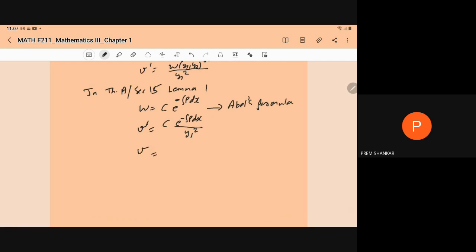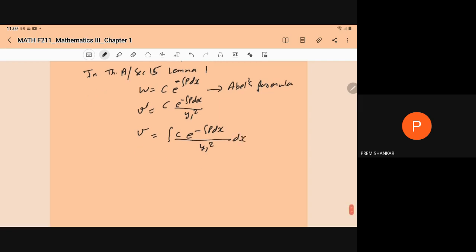V is the integral, right? Integral of c e to the power minus integral p dx upon y1 square with respect to x. So that is your v. The same v you can find, because it is only a constant multiple. So if you compute y2 equal to v y1, in that c will merge.